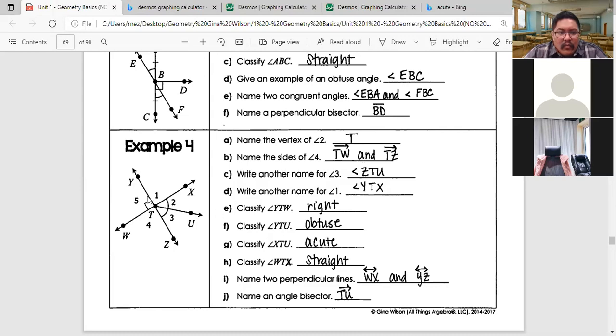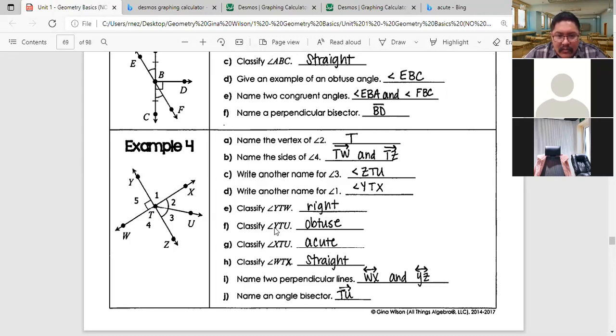All right, so angle 1. So here we have angle 1, so YTX. And again, you could also name it XTY. That would be right. Okay, looks like here we have a lot of classifying what kind of angles we're looking at. So YTW. Well, you can see the box right in there. On the inside of that angle, you can see that box, which means it's a right angle.